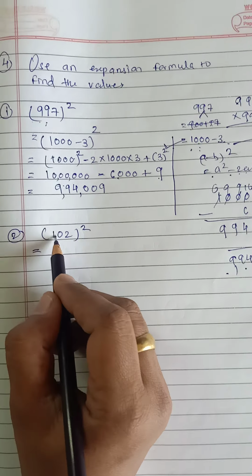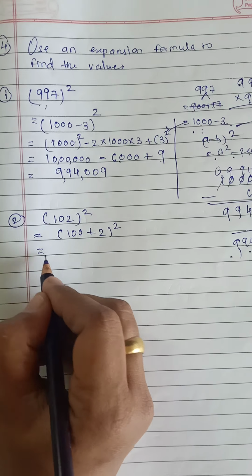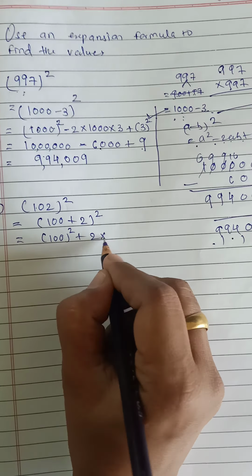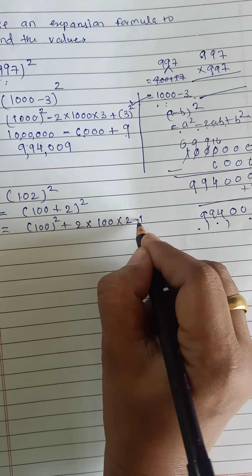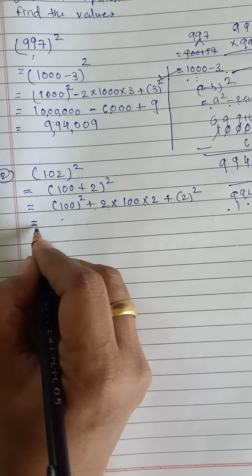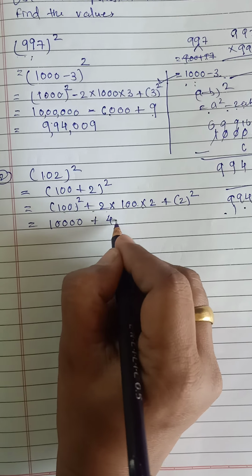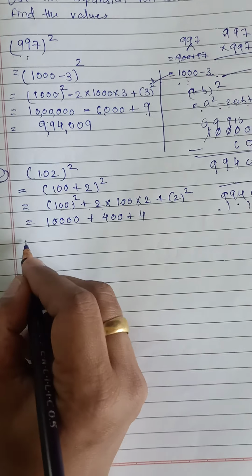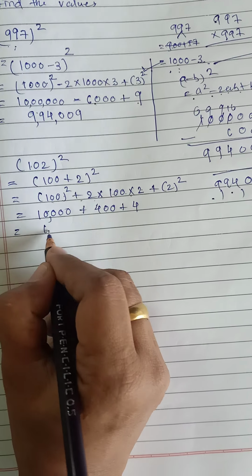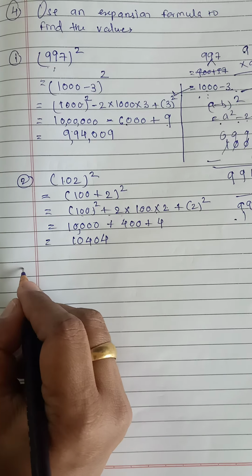Now 102, we'll write 100 plus 2. So (a plus b) the whole square formula: a square plus 2 into a into b plus b square, that is, first term square plus 2 into first term into second term plus second term square. 100 square means 4 zeros will come. 2 2s are 4, and 2 zeros, so 400, and 4. So this is 10,404. So this is the answer for the second question.